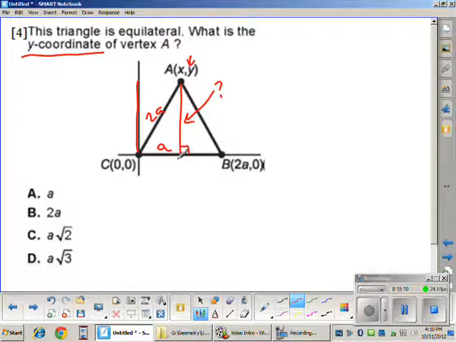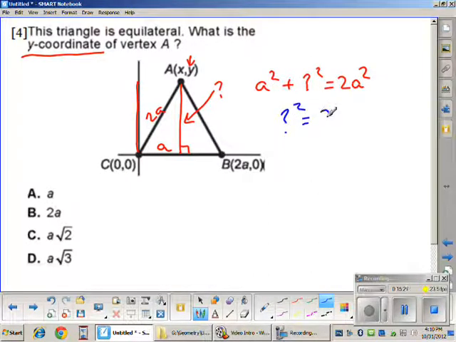Now let's break out our algebra shoes, because that's all this is now. Question mark squared is the same thing as 2a squared minus a squared. Question mark squared is equal to, well, if I have 2a squares and I take one away, that should just be an a squared. So if I take the square root of each side, question mark should be equal to plus or minus a, but of course we're talking distance, so we'll keep the positive. Question mark is a, that distance is a, my answer is a.